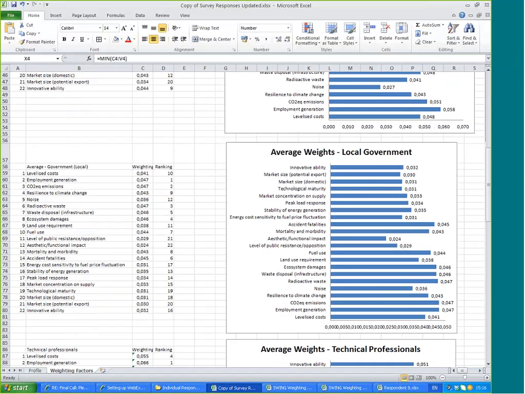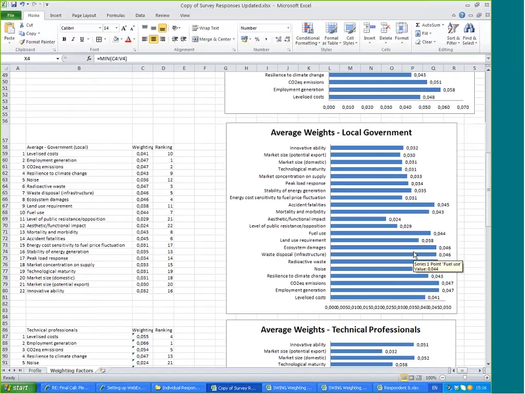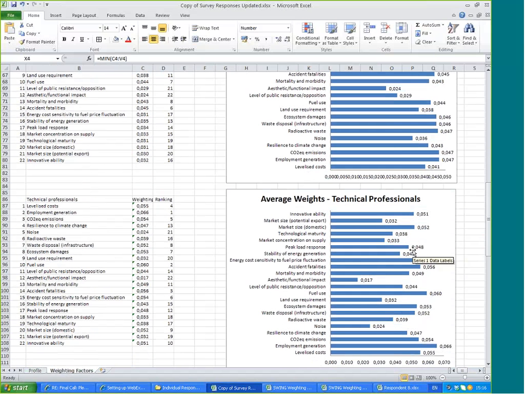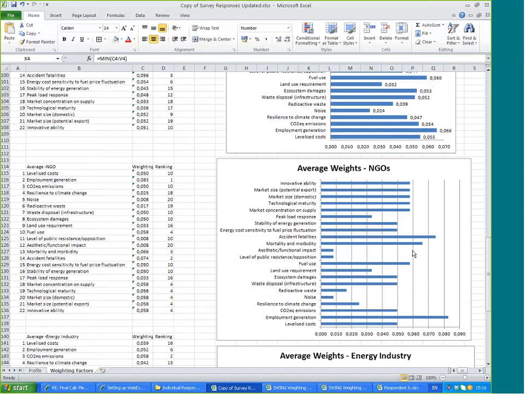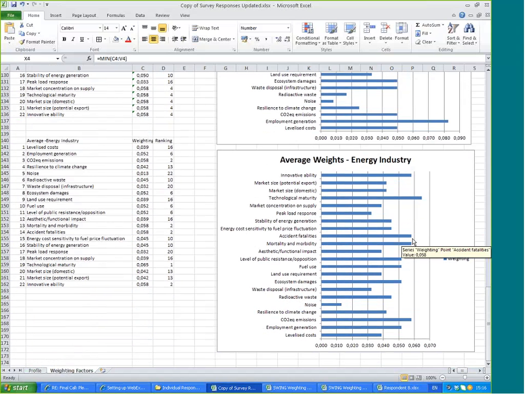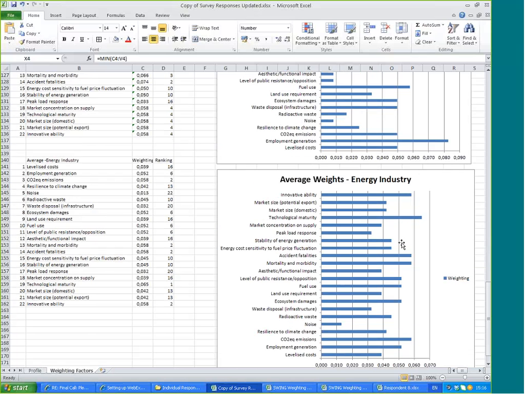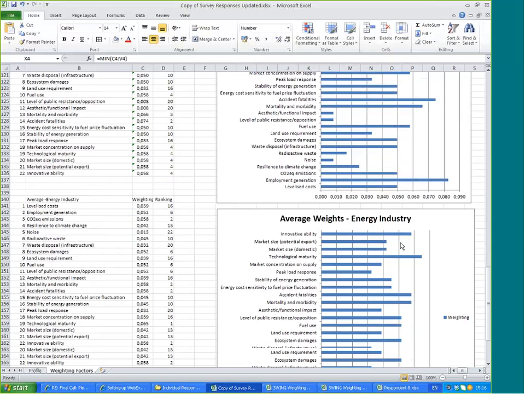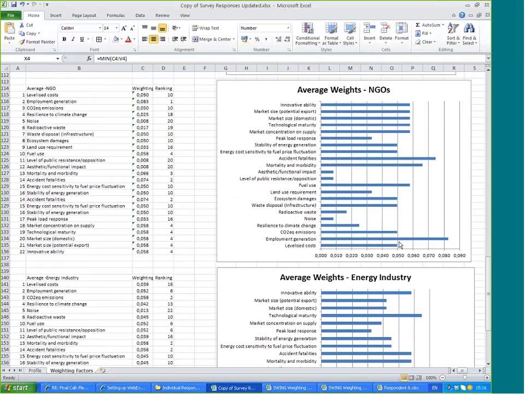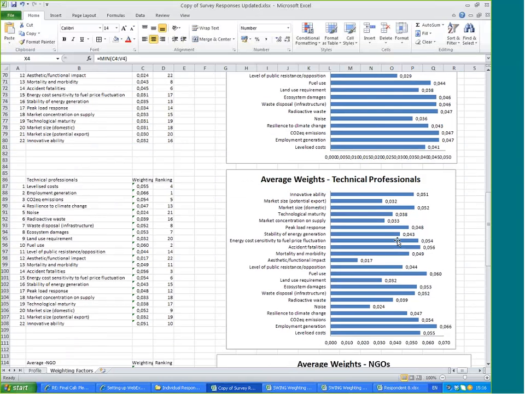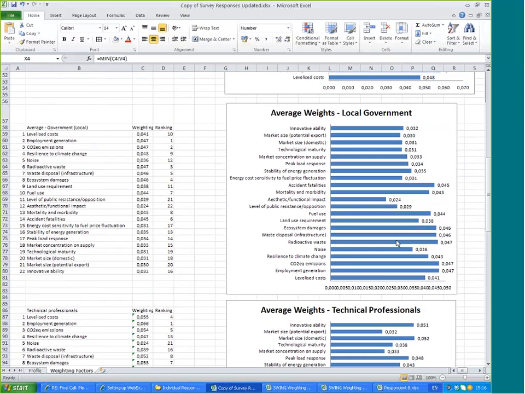The first one is local government representatives. The second one is technical professionals, including researchers, academia and consultants. Then we had a representative from NGOs and a representative from the energy industry. Unfortunately, we didn't get many responses from NGOs and energy industry. Therefore, we will mainly focus on the results from local government officials and technical professionals.